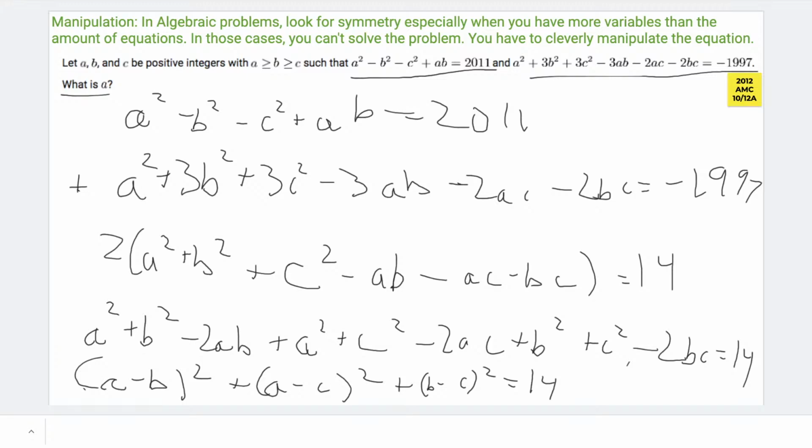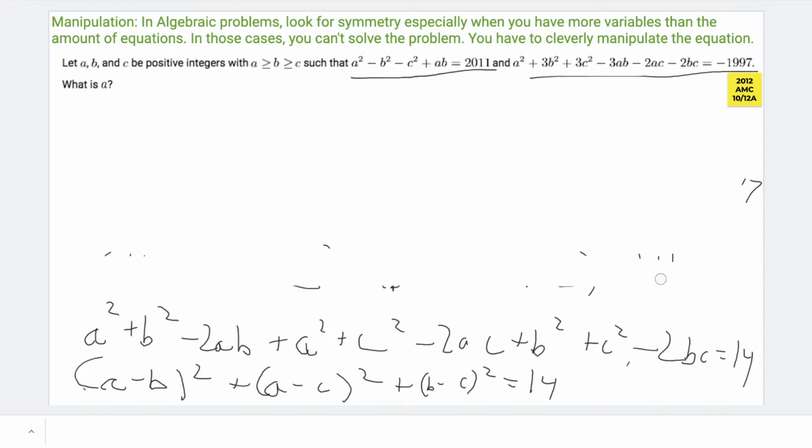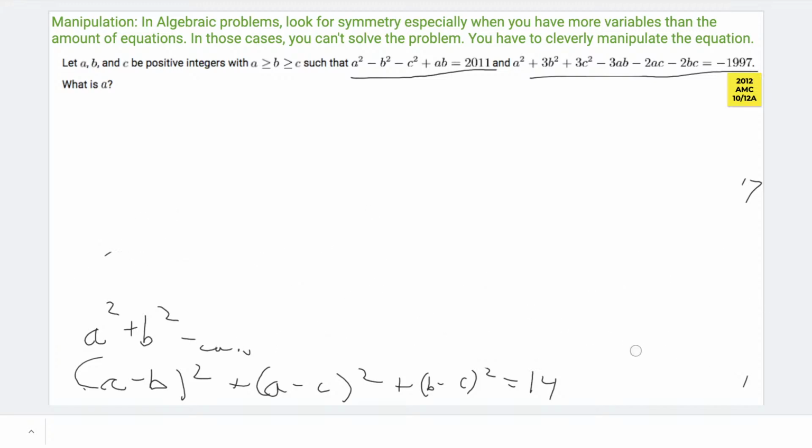So now we have to think about what adds to 14: 3 numbers that add to 14, and they're all perfect squares. If you do some trial and error, you'll notice 9, 4, and 1. They add up to 14 and are perfect squares. So that's exactly what we need. Now, how do we know which one's which? Clearly, a and c are the farthest apart, which means that a and c will have the biggest difference, which means a minus c equals 3.